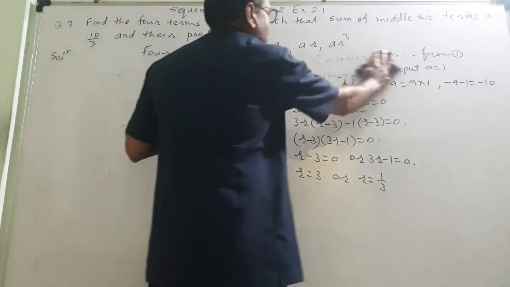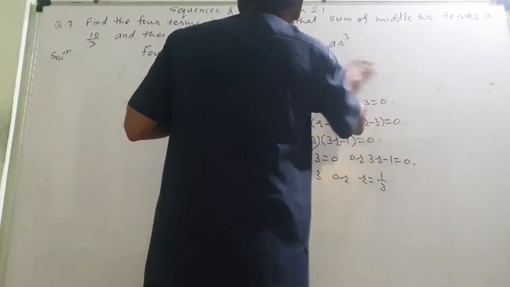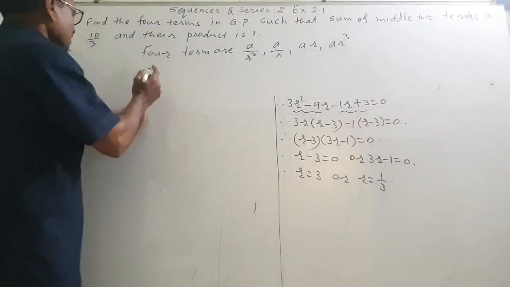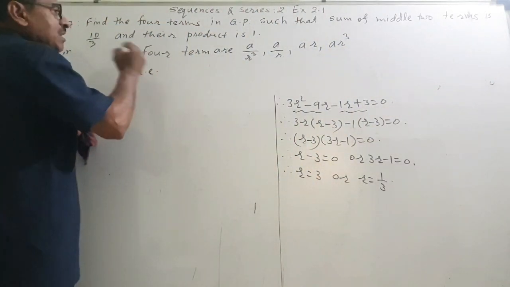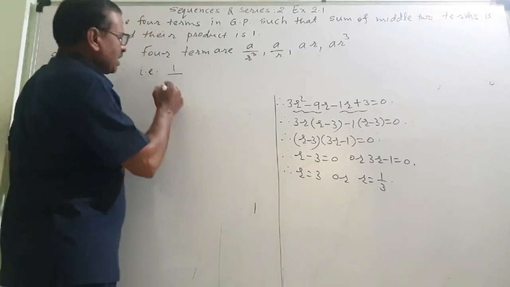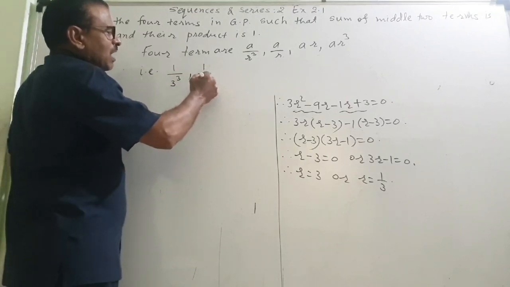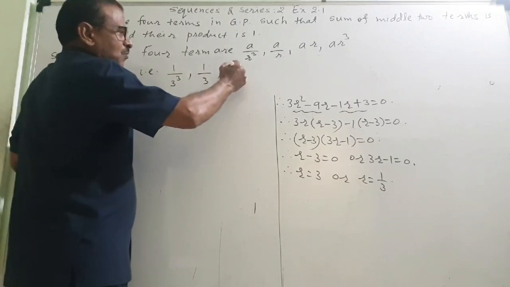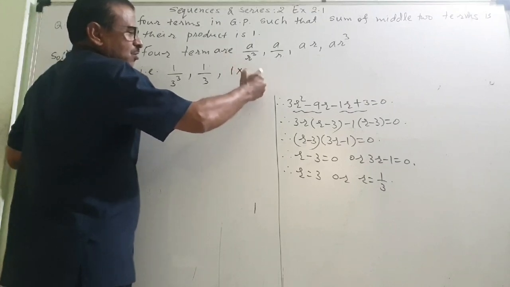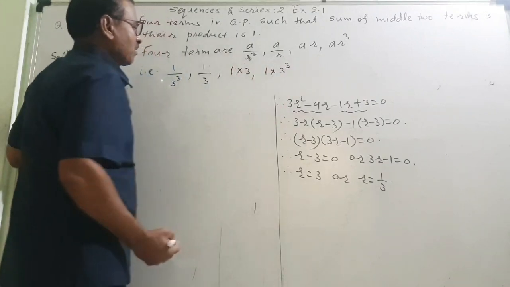This I am writing now. That is, A means what? 1 upon R cube. R is 3, cube. 1 upon R means 3. 1 into 3, 1 into 3 cube.